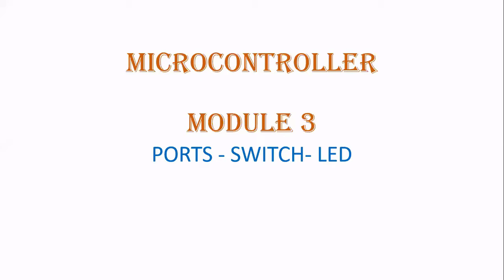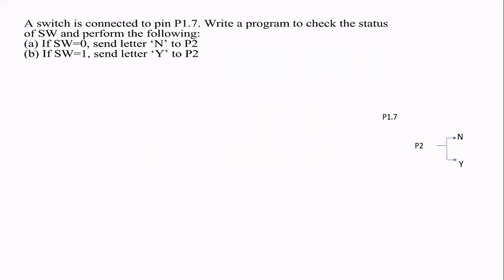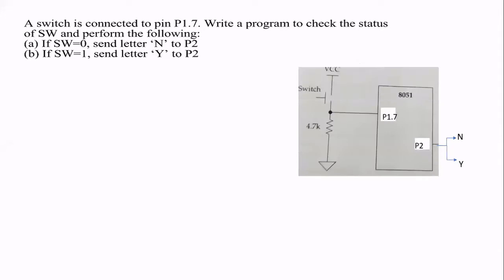Today also we'll be studying module 3 about ports, switch and LED, how to connect a switch and an LED to the port. Okay, we'll see that. We'll take the first example where a switch is connected to pin P1.7.